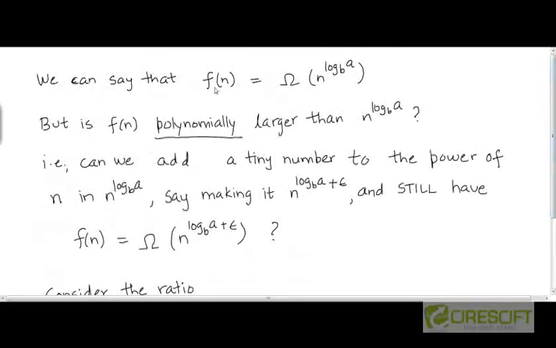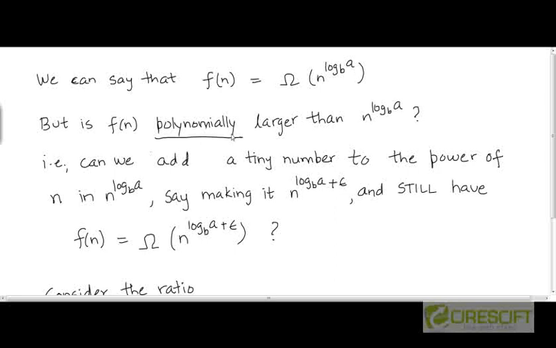One can say that f of n is in big omega of n to the power log base b of a. More strongly, one can even say that f of n is in little omega of n to the power log base b of a. But the question is, is f of n polynomially larger than n to the power log base b of a? We know that it's larger, but is it polynomially larger? It needs to be polynomially larger in order for us to apply case 3 of the master theorem.